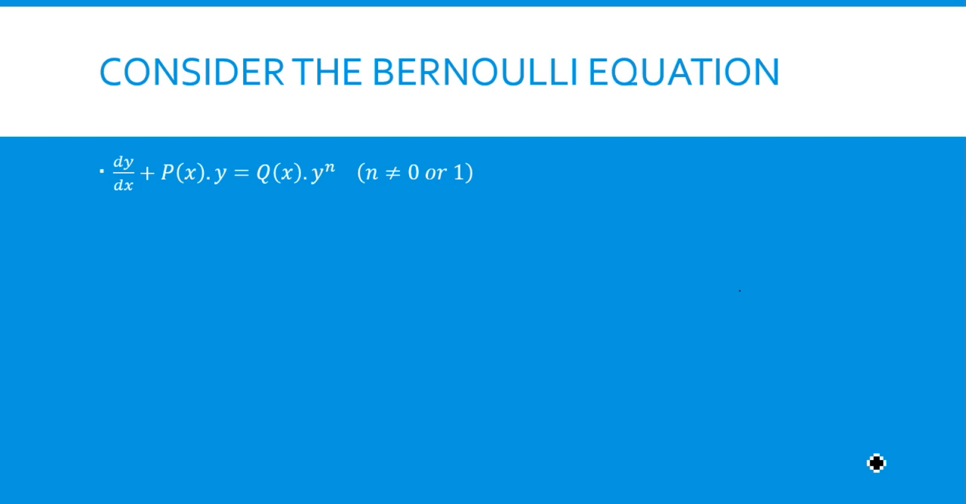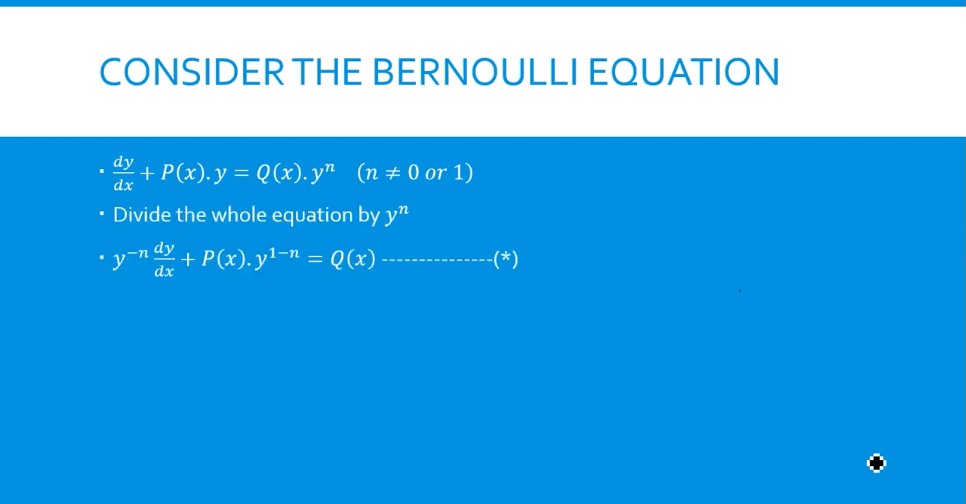n is not equal to 0 or 1. We have to keep this in mind. Now the first step is to divide the whole equation by y to the power n. Step number 1 is divide the equation by y to the power n. After dividing, we get this equation, and now we use the transformation v is equal to y to the power 1 minus n. Step number 2 is v is equal to y to the power 1 minus n.